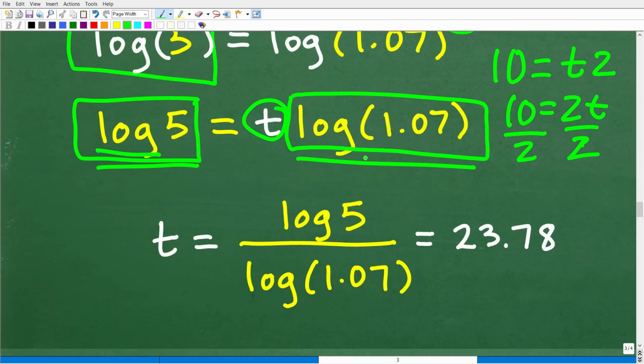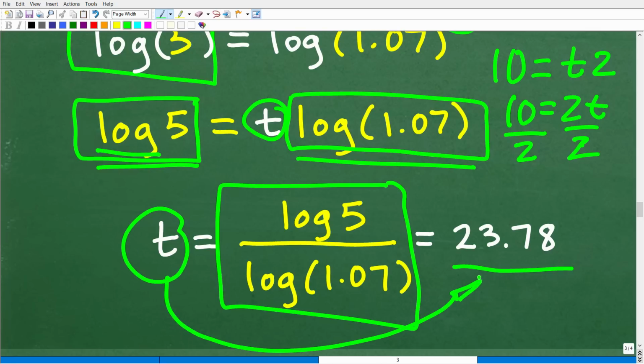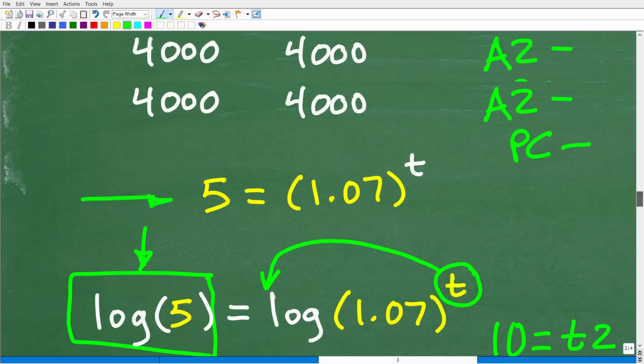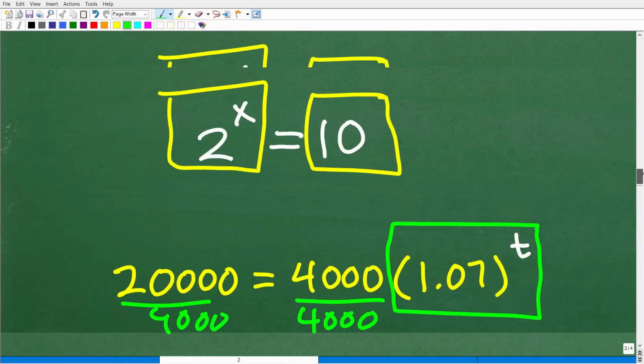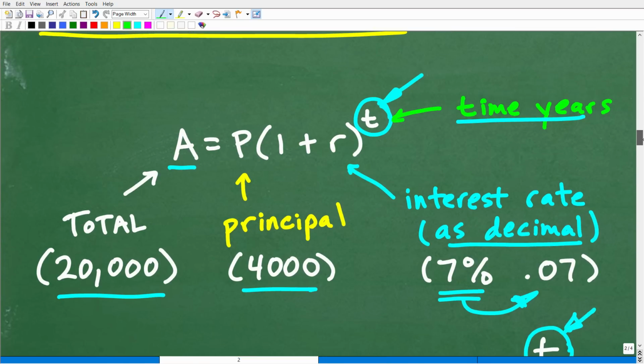When we divide both sides of the equation by log 1.07, we're going to end up with log 5 divided by log 1.07. So that is what t is equal to, and now we'll plug all this into our calculator, and we'll get something approximately equal to 23.78, which of course is what t is equal to. So what was t? t is time in years. So we have to go back to our formula and recall that t, again, is time in years.